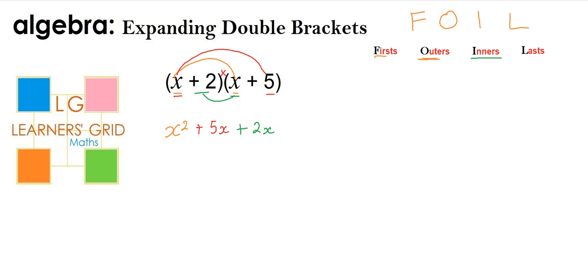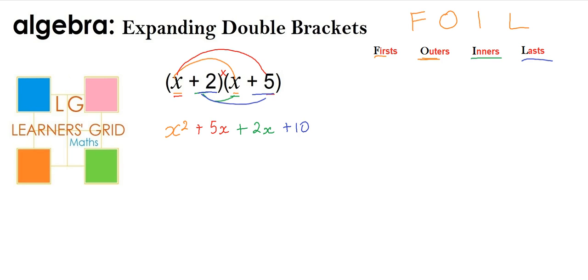And lastly, we look at the lasts. And in this case, lasts refers to the last term in each separate bracket. So in this case, it's positive 2 times positive 5, and that is positive 10.